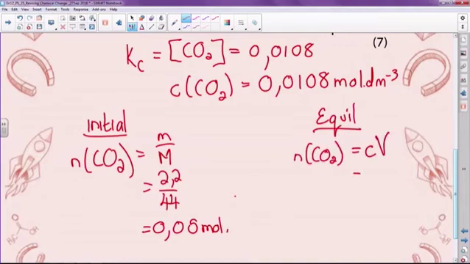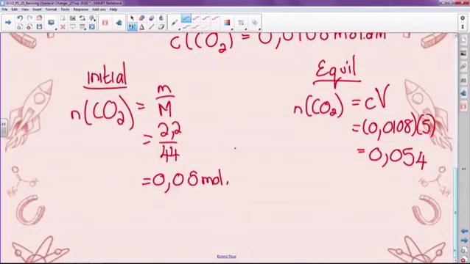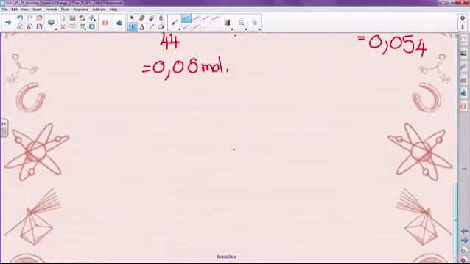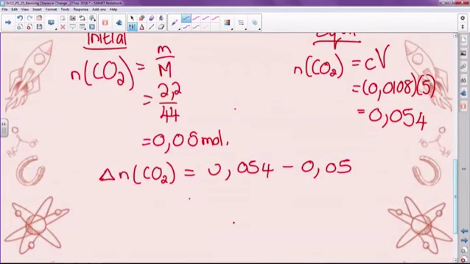Okay? At equilibrium, the number of moles of carbon dioxide is going to be equal to the concentration times the volume. So that means that it's 0,0108 times 5, which gives me 0,054. Now, my carbon dioxide number of moles increased, which is what we expected because it's a product, okay? So the difference in the number of moles of carbon dioxide is equal to 0,054 minus 0,05, which gives me 0,004 moles, okay?